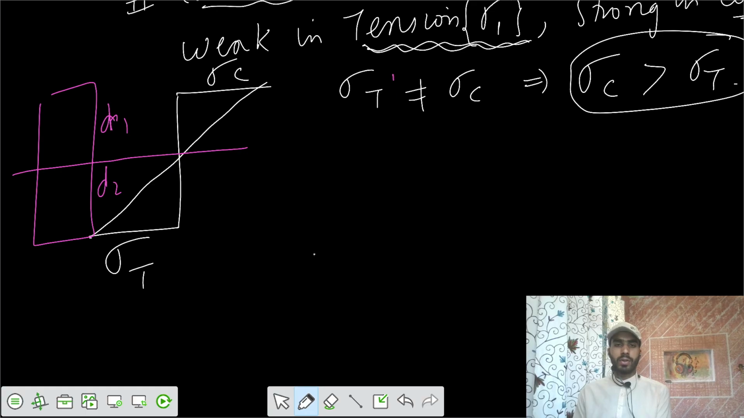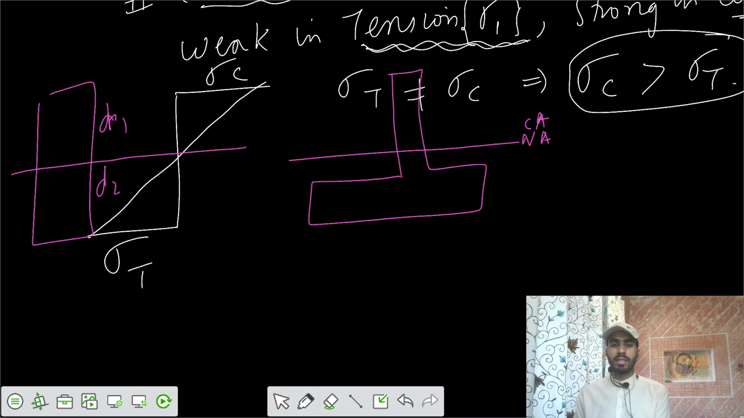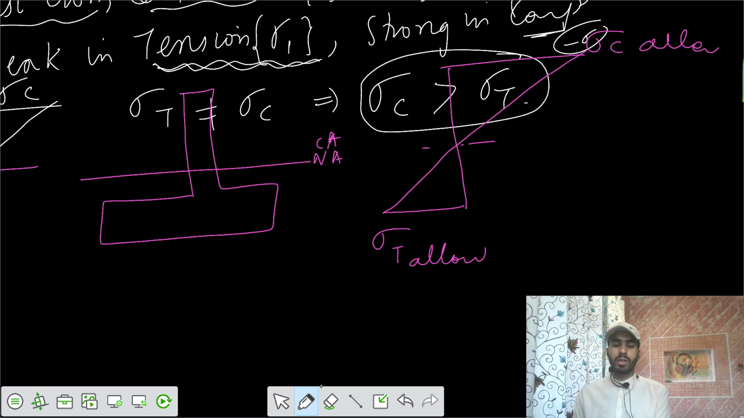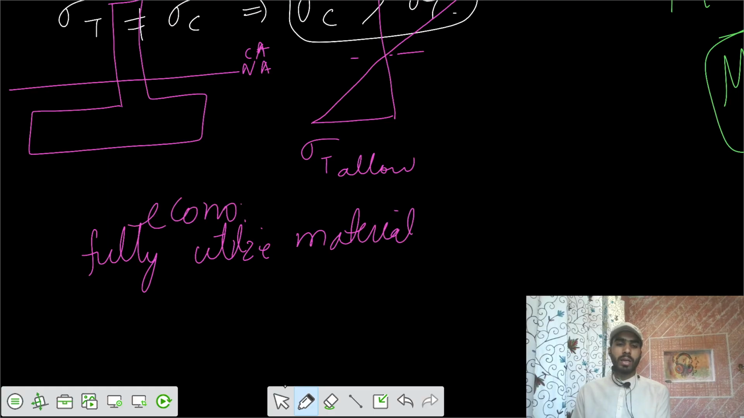Let's say you design it so that your neutral axis is somewhere here, because your centroidal axis is somewhere here. You receive a bending stress of sigma C allowable on one side and a tensile stress of sigma T allowable on the other, and this is your reference. So let's join them. You want to use the material fully, which we call economical utilization of the material.